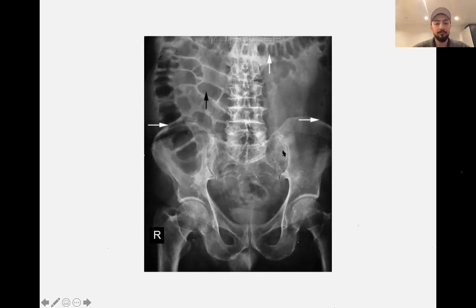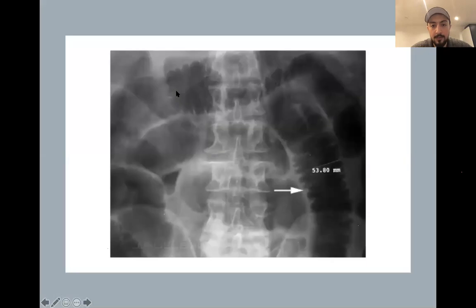Okay. And as you can see, the small bowel is clearly smaller than the large bowel. And also you can see the folds, the haustra, of the large bowel. You can see the folds don't extend all the way across the lumen. Let me show you through a different slide.